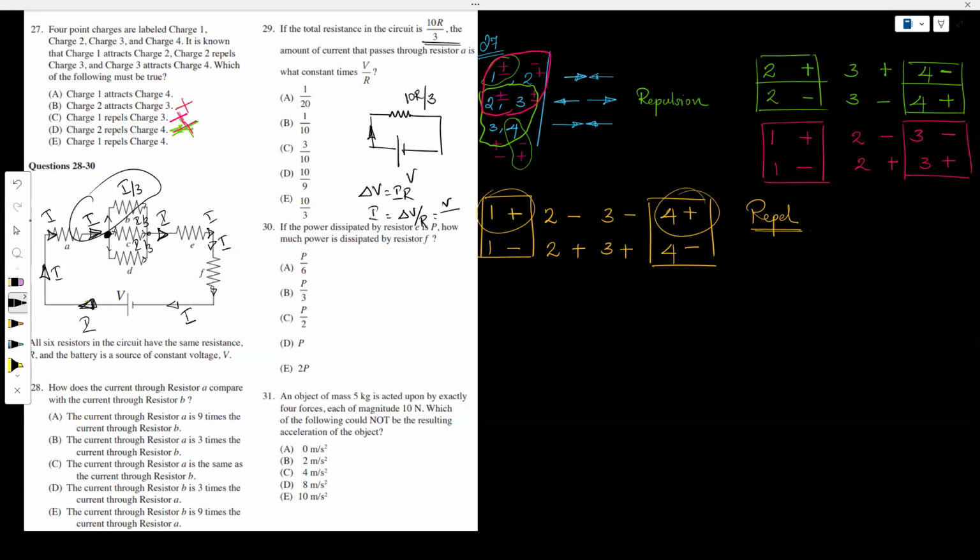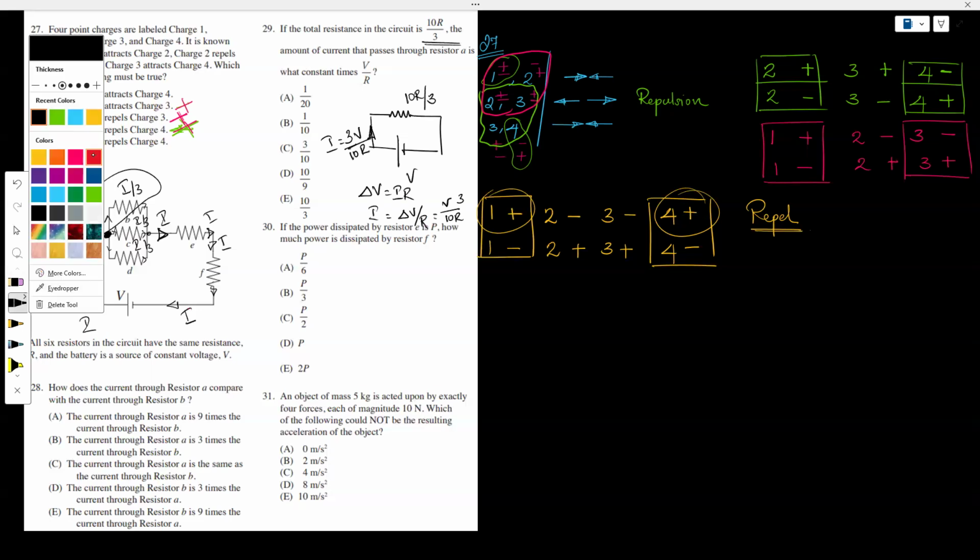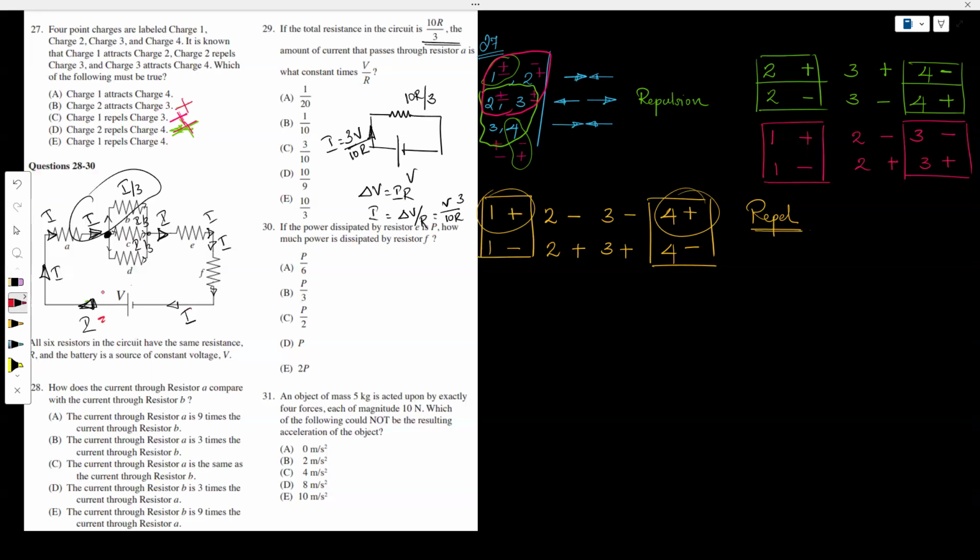Delta V itself is V, and R is 10R/3. So it is going to be 3V by 10R, right? So the current in this circuit is 3V by 10R. So if that is the current in this circuit, here also the I should be 3V by 10R. So everywhere there is an I, the current through those resistors will be 3V by 10R. So the answer is 3V by 10R, and V by R, what is the multiplication product? So 3 by 10.